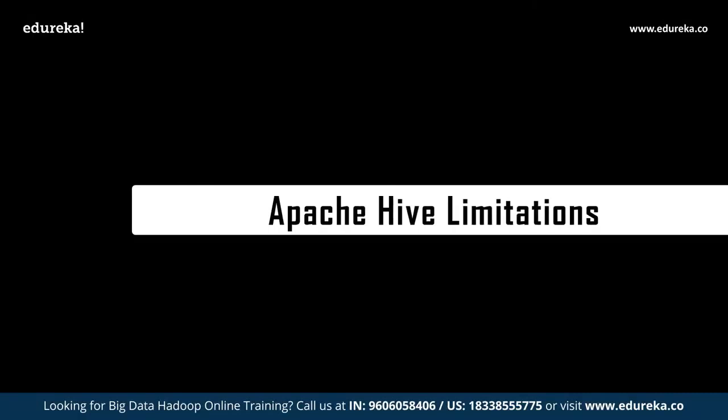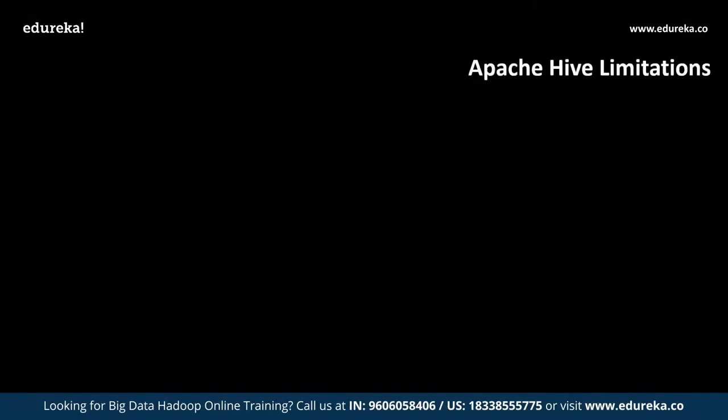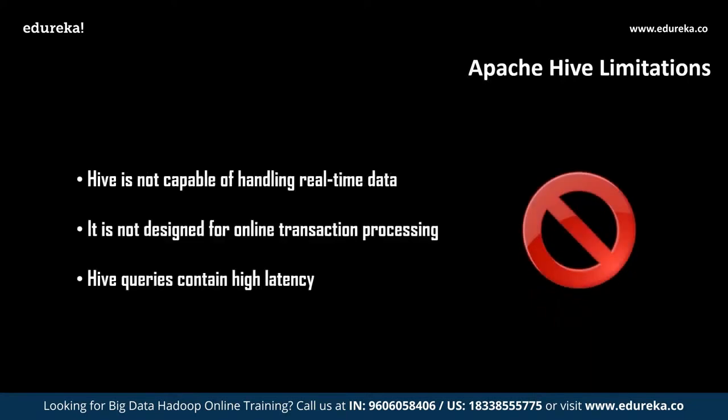And so far, so good. Now, we shall also discuss some of the limitations of Hive. So Apache Hive limitations. Hive is not capable of handling real-time data. Hive is capable of batch processing. If you have to work with real-time data, then you have to go with real-time tools such as Spark and Kafka.